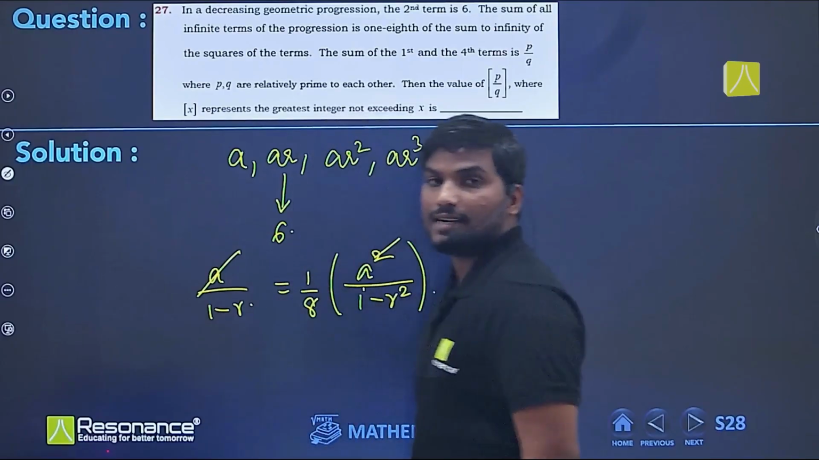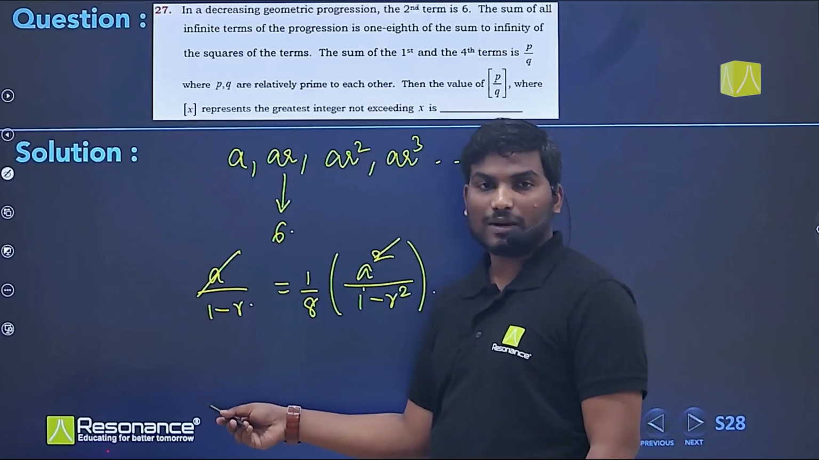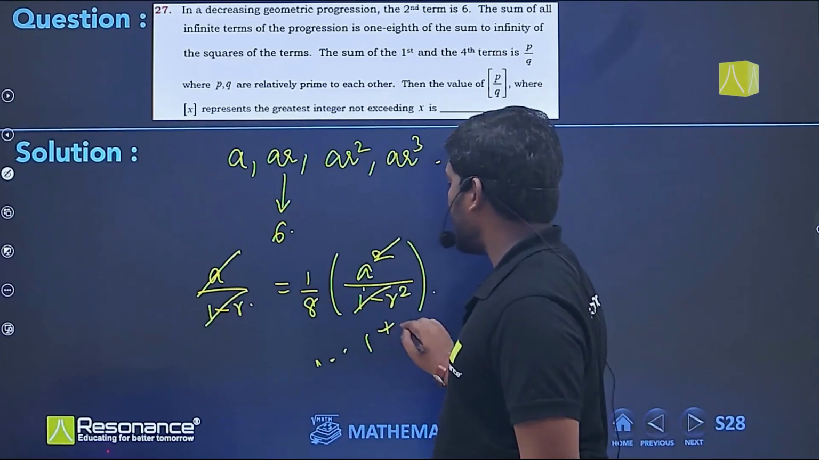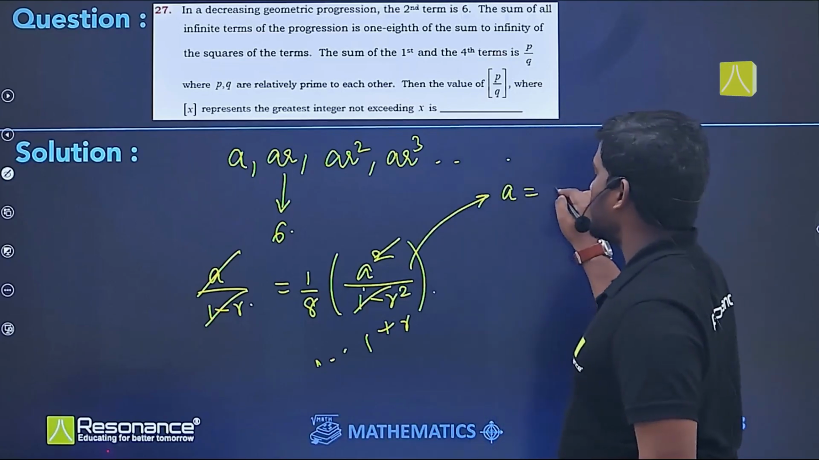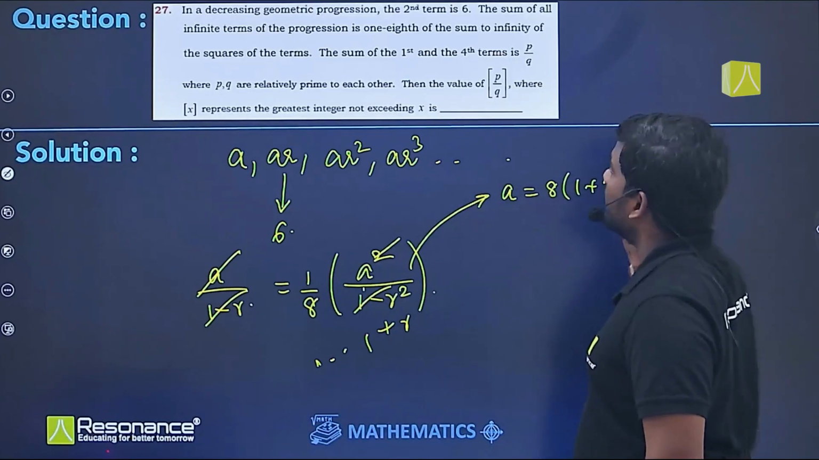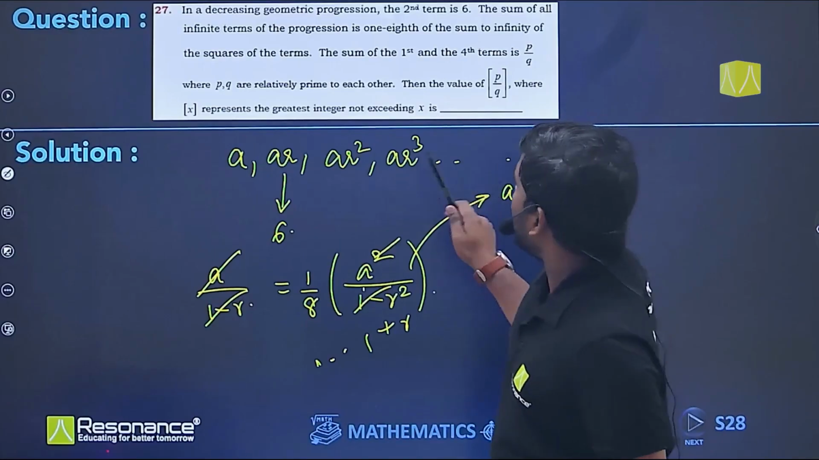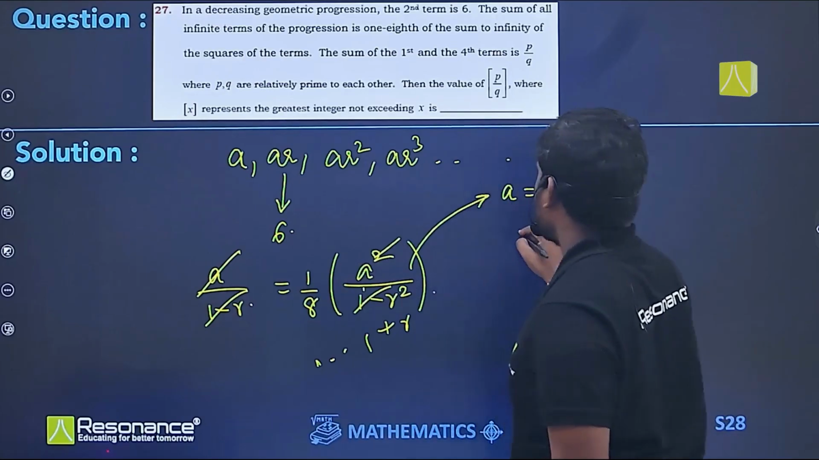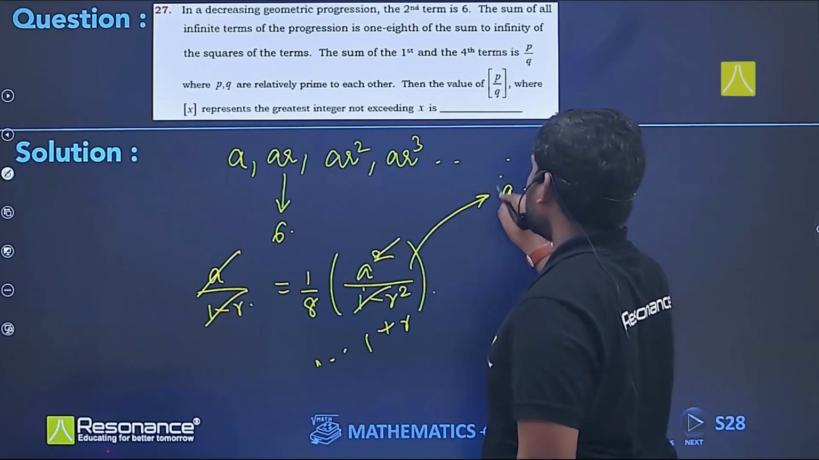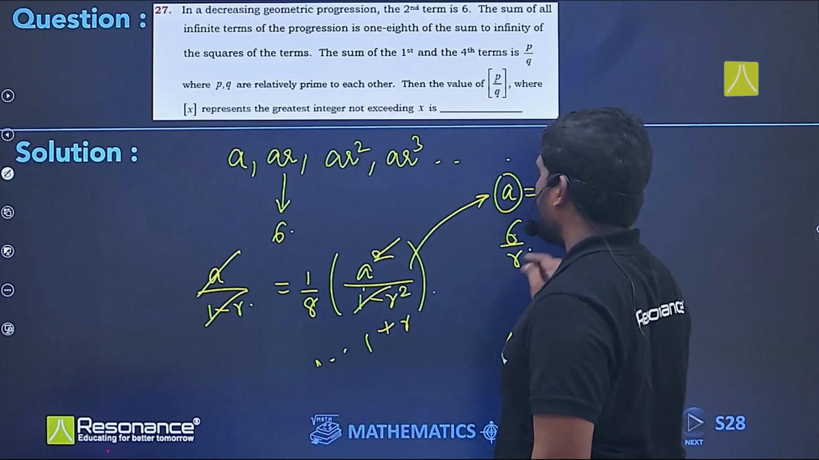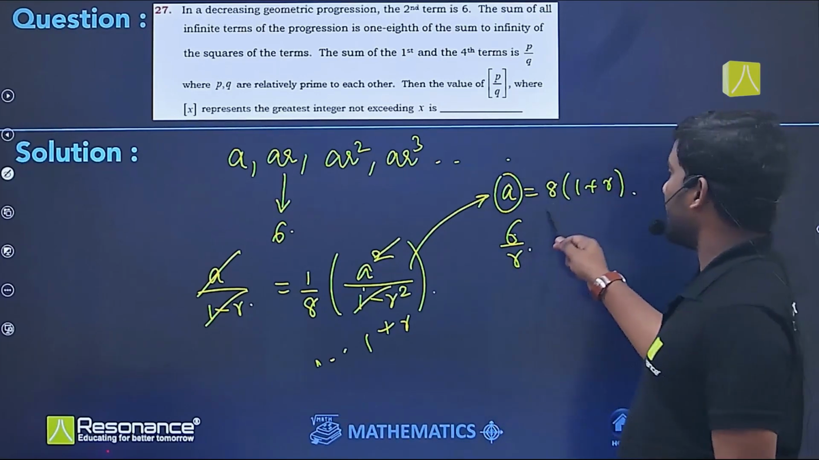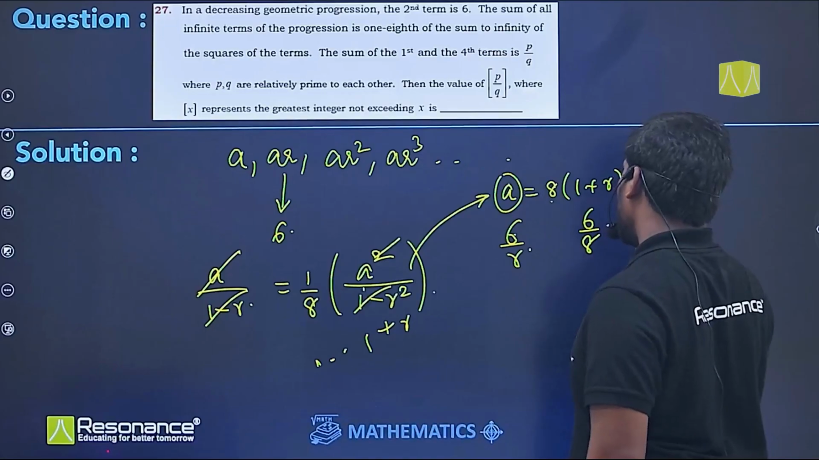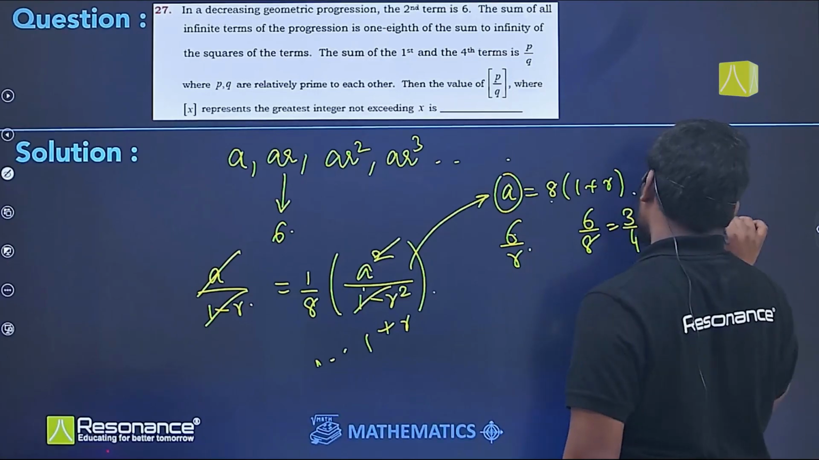Now a gets cancelled, and since on this part you have 1 minus r, and here you have 1 minus r square, this is simply 1 plus r. So a becomes 8 into 1 plus r. And apart from that, a can be replaced as 6 by r, right? Now 6 by r equal to 8 into 1 plus r. So 6 by 8 equal to 3 by 4 equal to r plus r square.